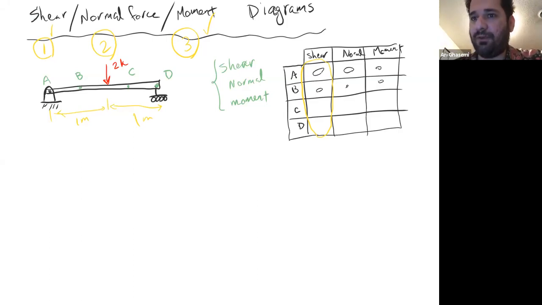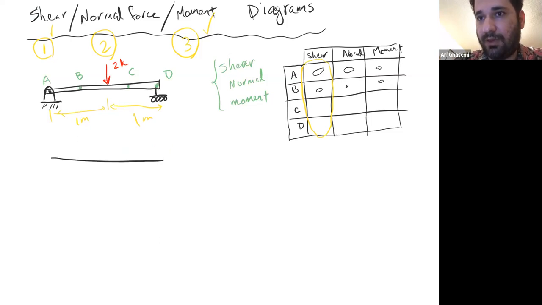Let's first find the external reactions. So if you draw the FBD, again, I'm going through those 5 steps. You're going to get EY, 2K, AY, AX.